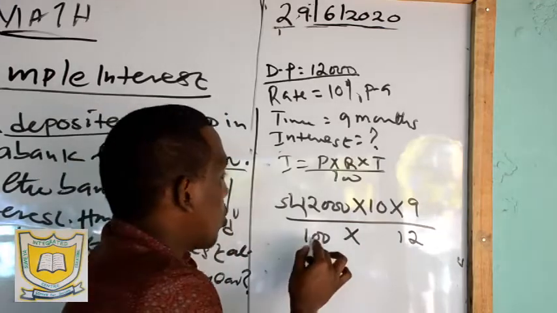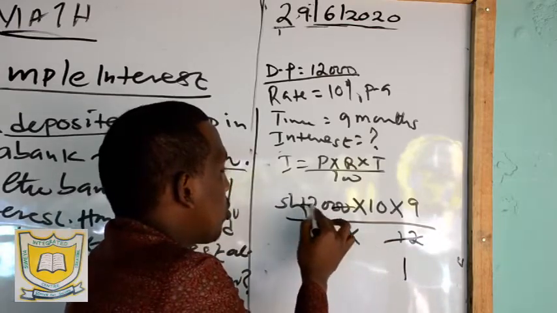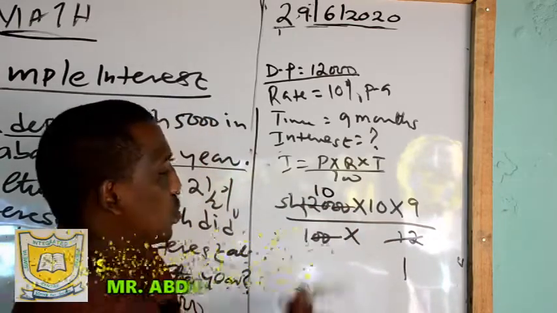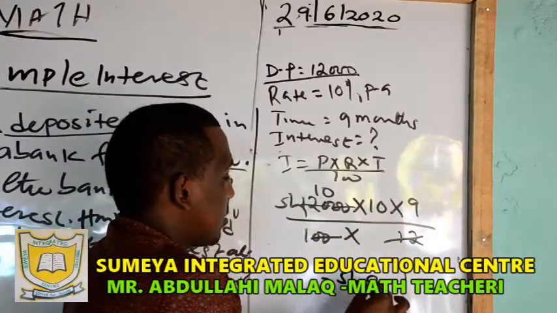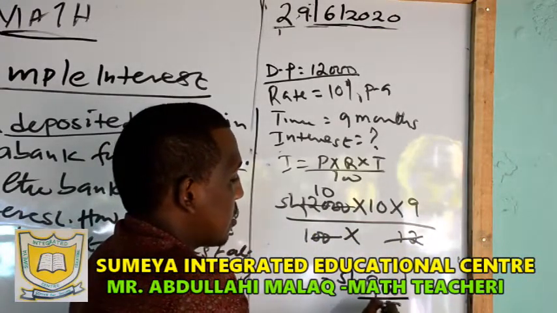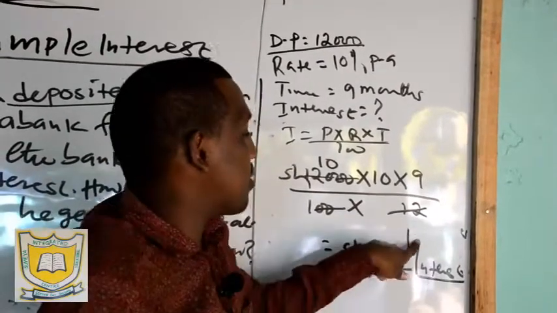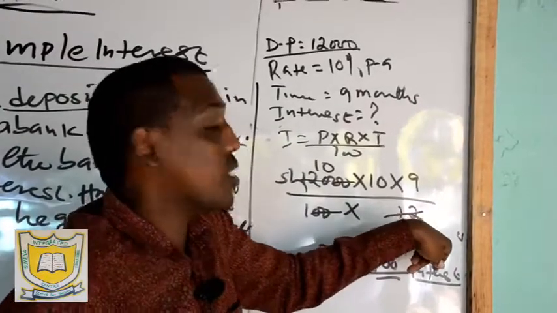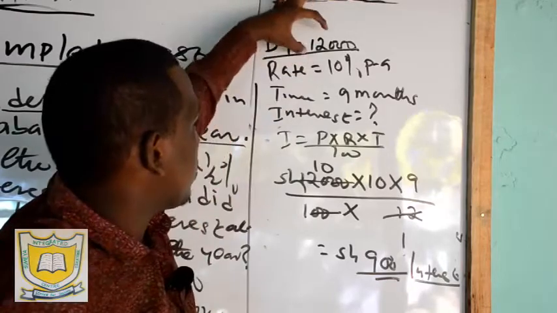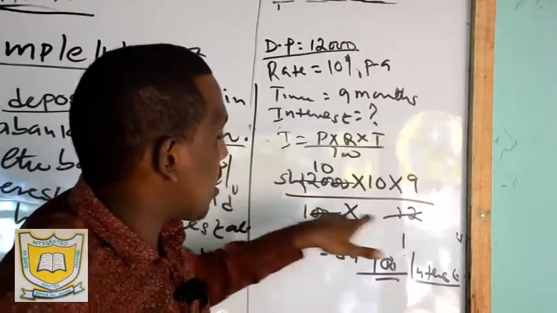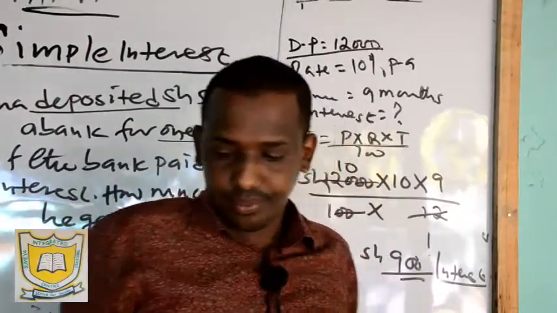So cancel, they go together. By 12 is 1, by 12 is 10. So you say 10 times 10 times 9. Here you will get shillings 900. That is how we get the interest. They normally give you the months so that you forget this. So don't forget the over 12 whenever you are given months. So principal times rate times time, over 100, over 12. Then you will get 900 as interest.